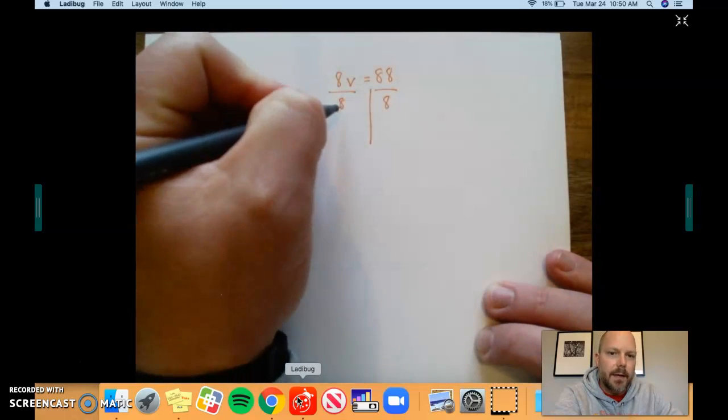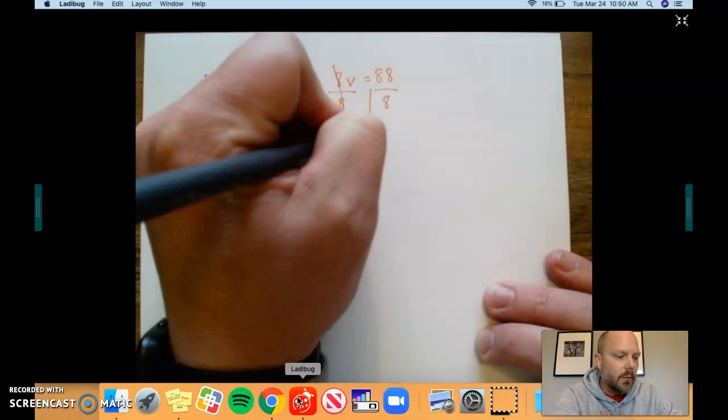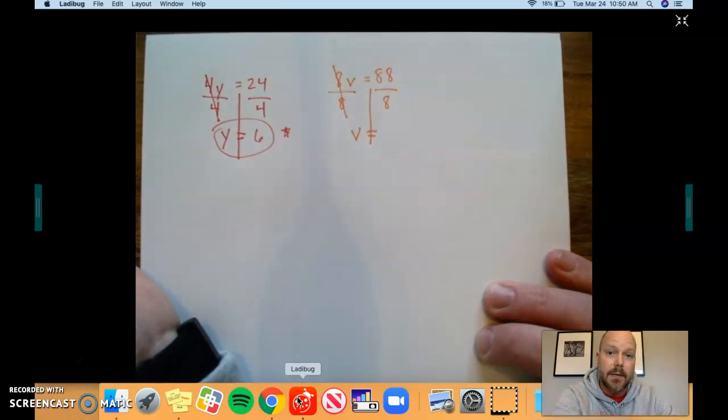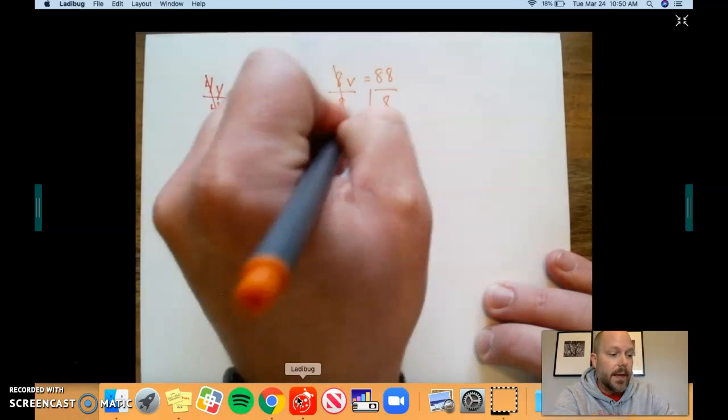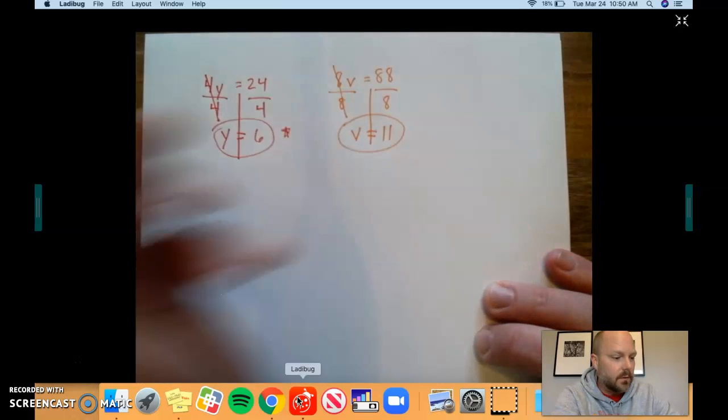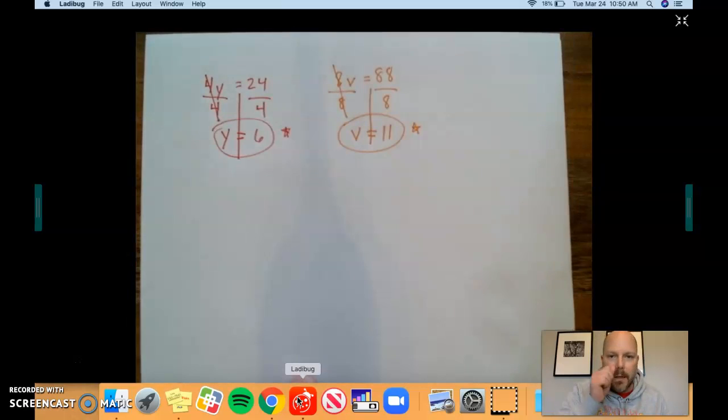8 divided by 8 is 1, so that's what we want. We're left with 1v equals, and 88 divided by 8 is 11. And that is true. 8 times 11 is 88. So I know I got that right. Let's do one more, but with a negative number. It doesn't change the process at all, but maybe it will confuse you a little bit.